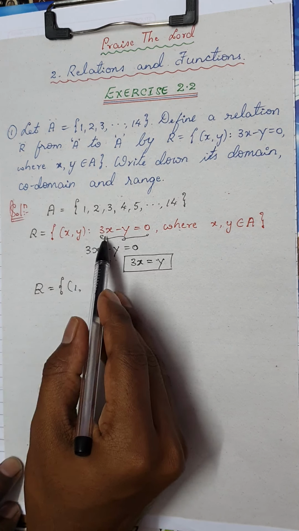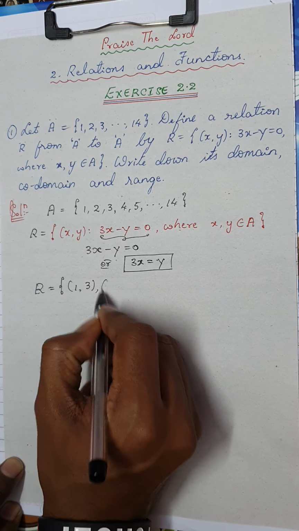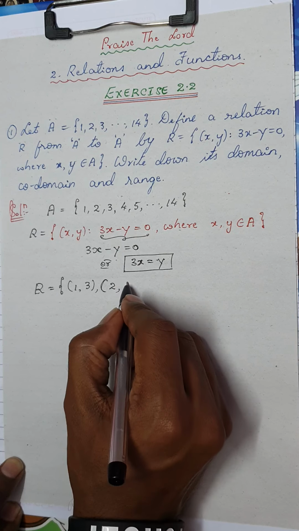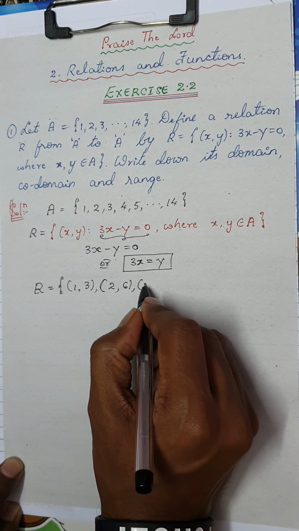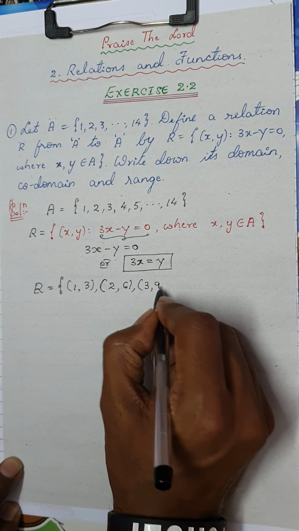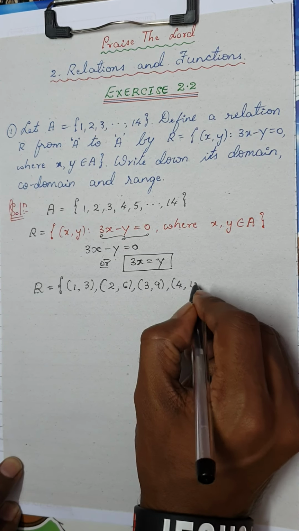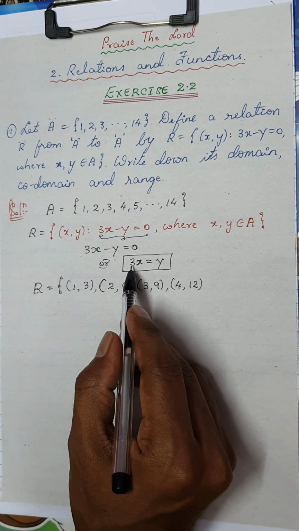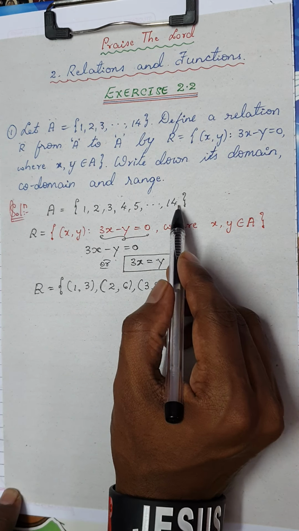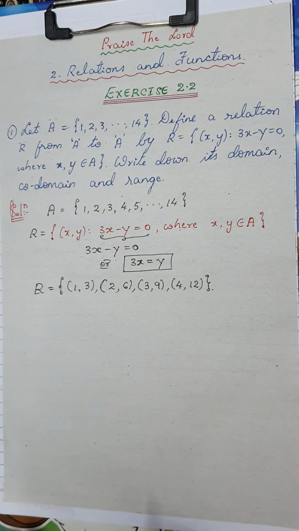If I put x equal to 1 here, y becomes 3 into 1, so it is 3. Similarly, if I put x equal to 2, 3 twos are 6, so y will be 6. If I put x equal to 3, y will be 3 threes, that is 9. Finally, if I put x equal to 4, 3 fours are 12, so y will be 12. In case I put x equal to 5, y will be 5 threes are 15, but the element 15 is not there in the set at all. So that is the end. Here comes the completion of my relation.